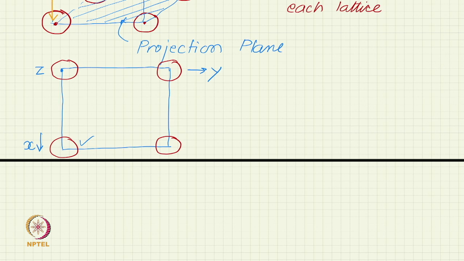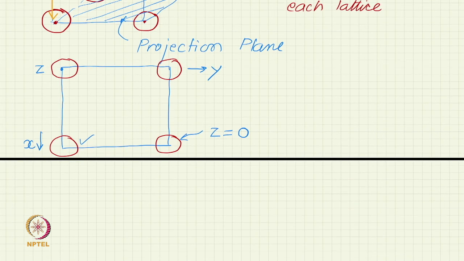So, if nothing is written in this projection, it automatically means that the z coordinates are 0, z is 0, nothing is written. And what is x and y? Since this is my selected origin, then for this atom x is equal to 1, y is equal to 1. So, this particular atom, the full coordinate is 1 1 0.